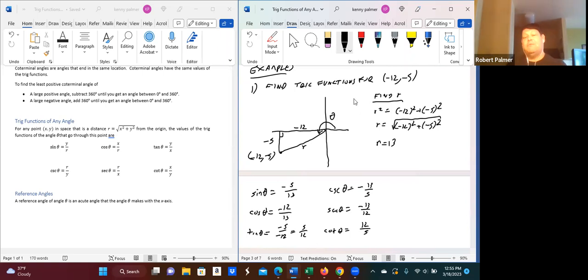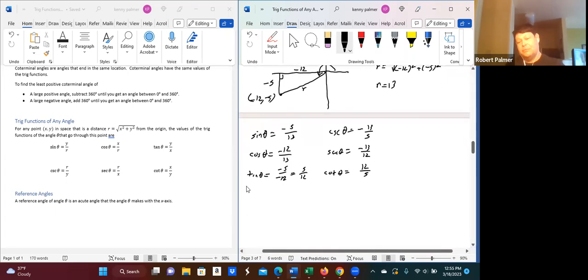All right, so first off, for a point you're given, find which quadrant it's in, draw a picture, and draw a little triangle like this. Find the missing side, then find your r, then find your trig functions.